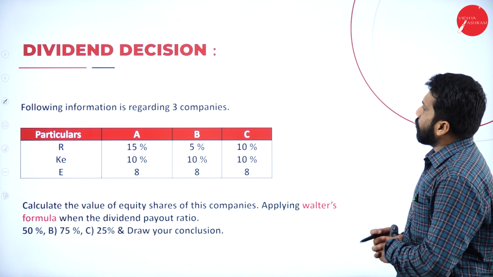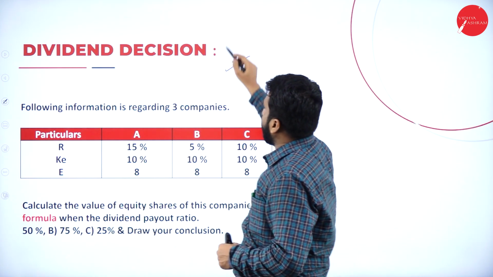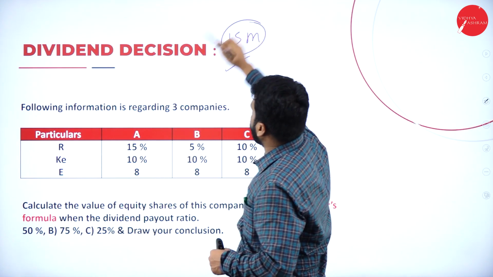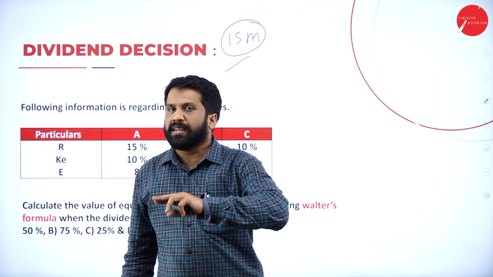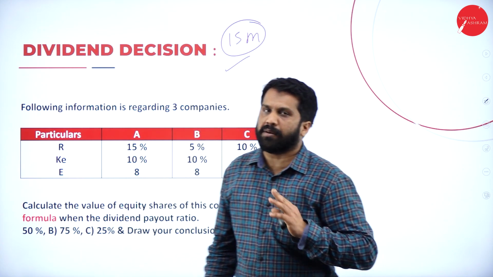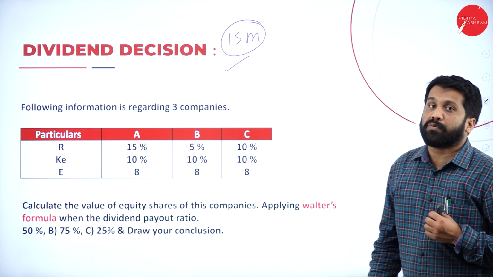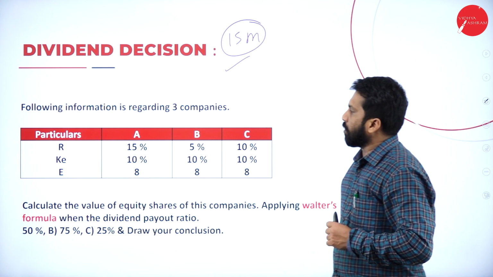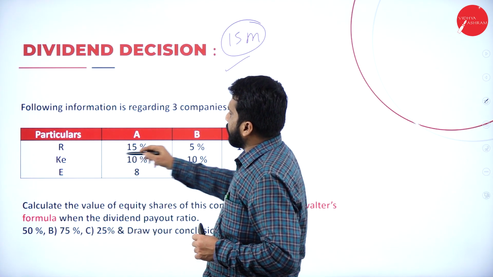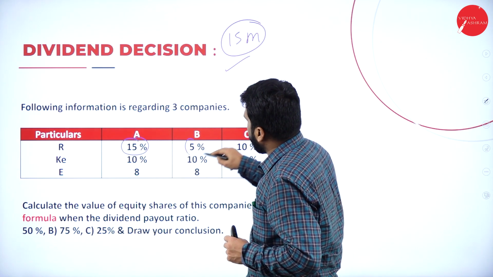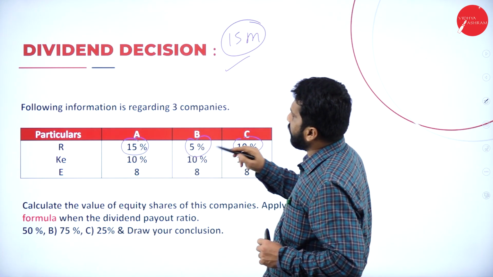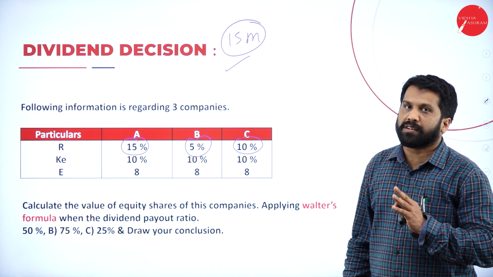Yes. Similarly, we'll go to the second one, dividend decision. Again, a 15 mark question. Under dividend decision, you have two methods. One is Walter's method, the other is Gordon's method. Now, as per Walter's method, what do we have to do? As per Walter's method, remember, this is the information we have. Now, 15%, 5% and 10%. These are rates of return.